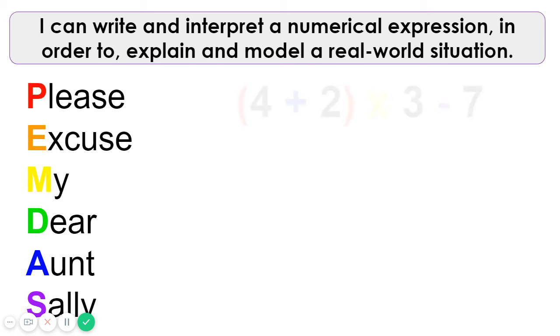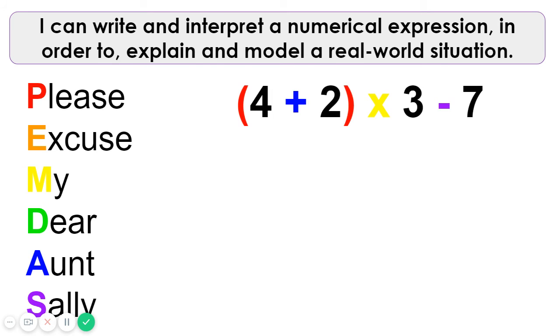Aunt Sally. All right, so let's look at this problem. I have 4 plus 2 times 3 minus 7. Now you will notice that I have color-coded the different parts of my problem based on the steps in my order of operations. So I'm always going to start with my parentheses first. So I have to start with 4 plus 2 because it's inside my parentheses.